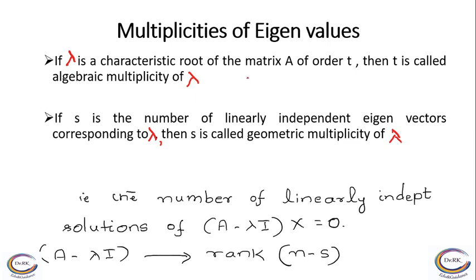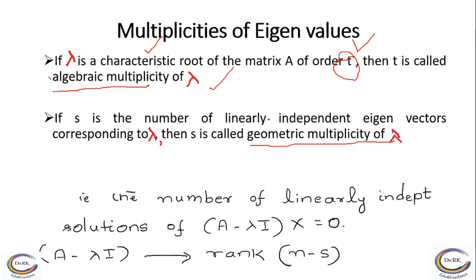So before solving one problem, we see two definitions related to eigenvalues. One is the algebraic multiplicity of lambda, the other is the geometric multiplicity of lambda. So what is algebraic multiplicity of lambda? If lambda is a characteristic root or eigenvalue of order t, then t is called the algebraic multiplicity.